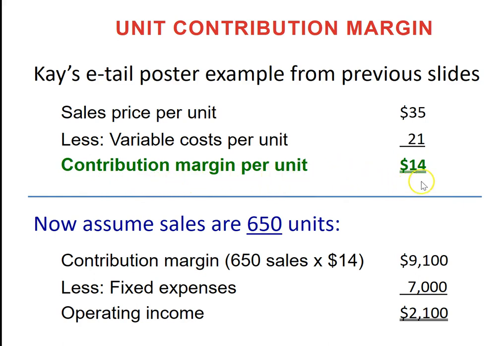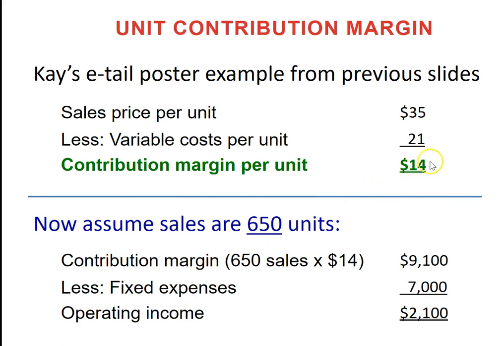Once you know your contribution margin per unit, you can use this information, and by using it you can figure out the operating income for the company for any amount of sales. For example, what if K sells 650 posters? What will be their operating income? To know their operating income, you don't need to redo the entire income statement.